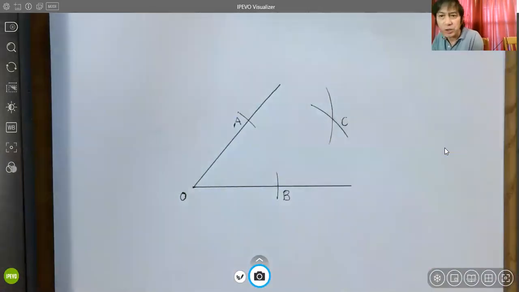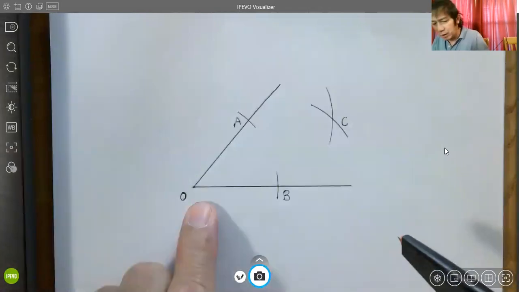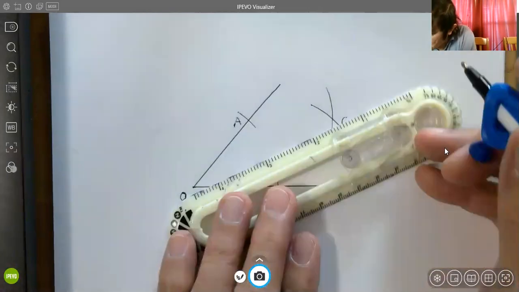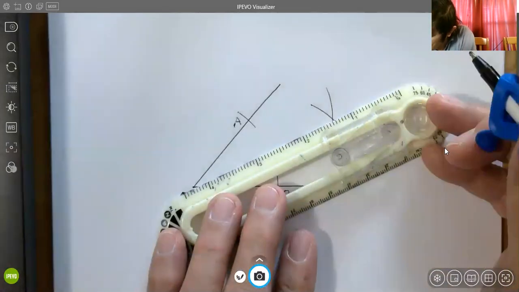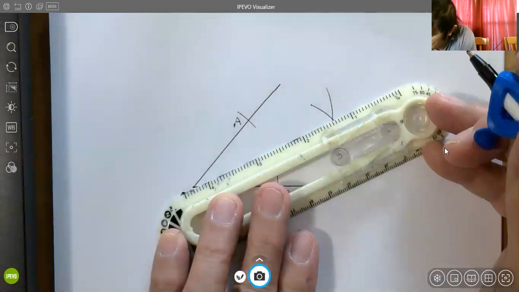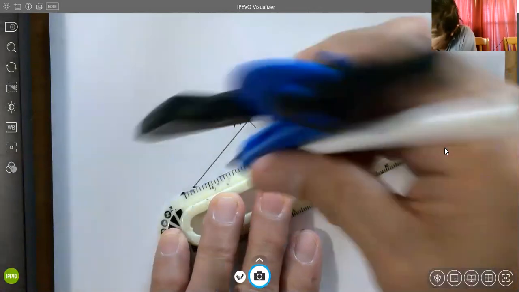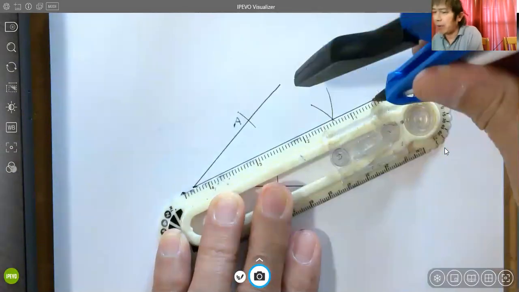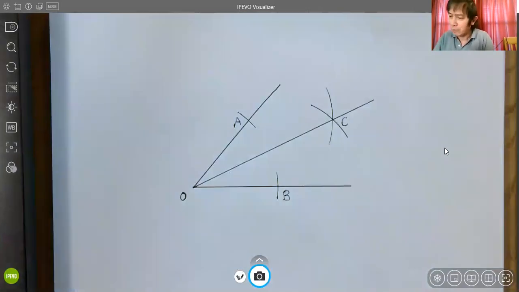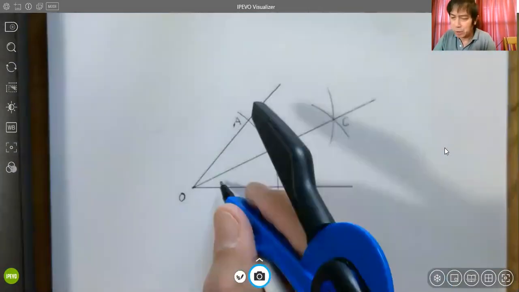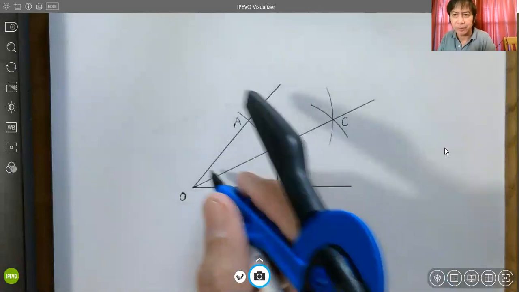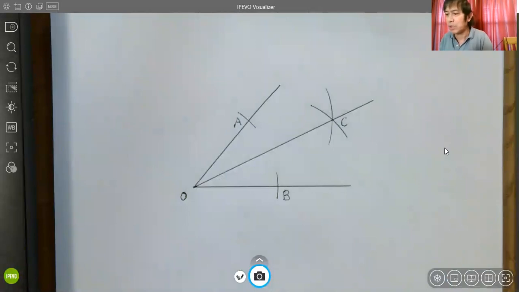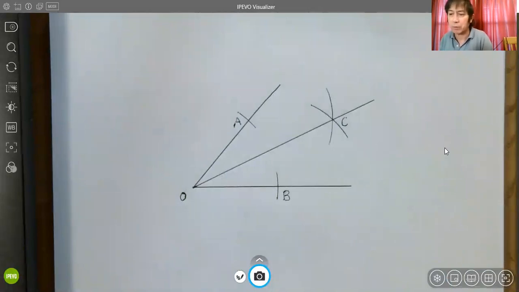We're now going to connect point C and the vertex O, and we shall be able to draw our angle bisector, that particular ray that divides the angle into two equal angles. There. Now, notice this angle is equal to this angle there. So this is how to do your angle bisector. This is how to split a given angle into two equal angles.